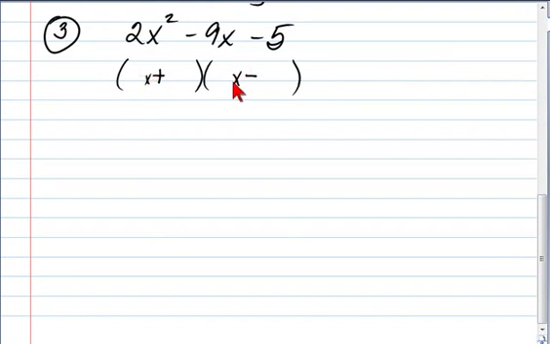Now, can we say a big thank you for prime numbers? Look at the 2 that's in the front. There's only one way to get 2, and that's 1 times 2. The last number is a prime, 5. There's only one way to get 5, 1 times 5. Now, certainly, I can put them in the wrong spots, but I've only got 2 ways to do this. I'm going to put 1x and 2x.